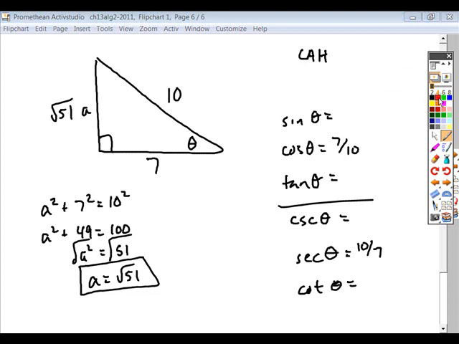Okay, so when you enter your answers, the sine is opposite, square root of 51 over hypotenuse 10. The tangent is opposite, square root of 51 over adjacent 7. And now, what do you think? What's going to happen when you write your cosecant? You can't just flip 10 over root 51 because that wouldn't be completely reduced.